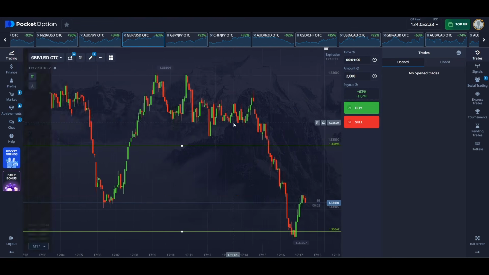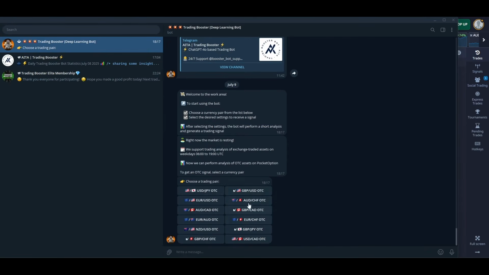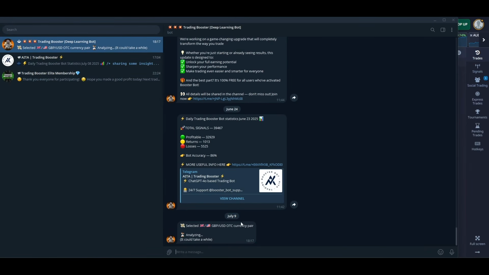Now I'm choosing the British pound dollar. Here I have some levels marked from a long time ago. I go to the booster bot, select this currency pair, and set the trade time to 1 minute.